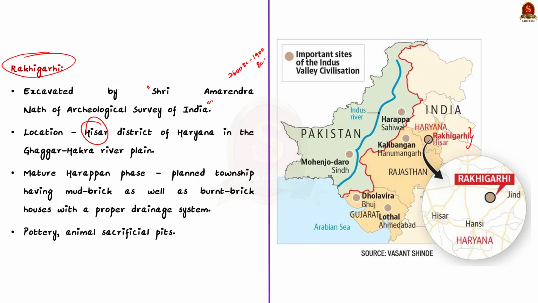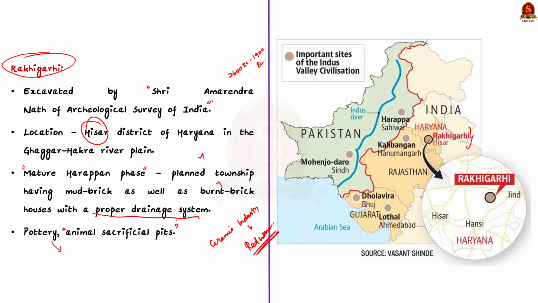Continuing our discussion, the archaeological excavations reveal the mature Harappan phase represented by the planned township having mud brick as well as burnt brick houses with a proper drainage system. The pottery of Rakhigarhi is similar to that of Kalibangan and Banawali. The ceramic industry is represented by the red ware, which included dish on stand, vase, perforated jar among others. Apart from this, animal sacrificial pits lined with mud brick and circular fire altars on the mud floor have also been excavated. This signifies the ritual system of the Harappans.